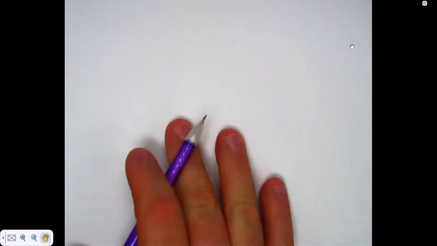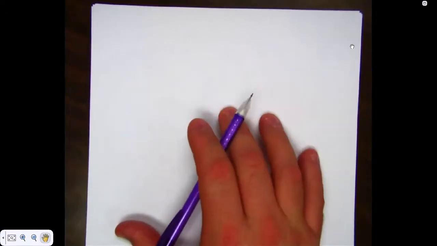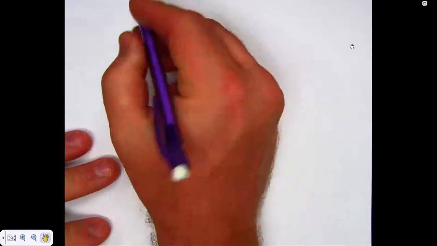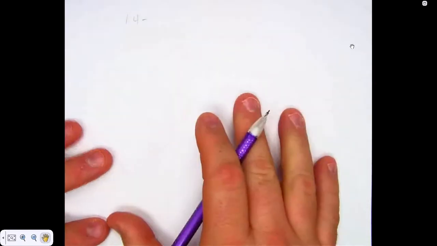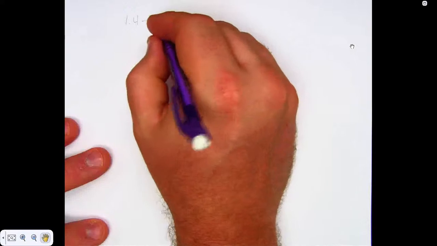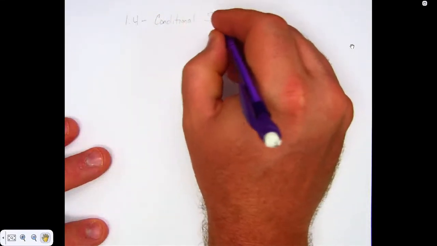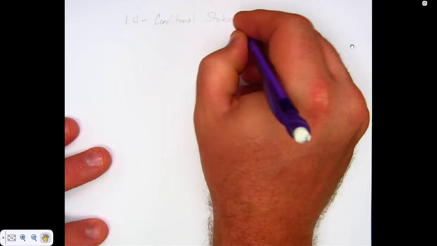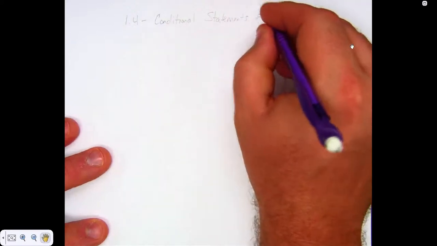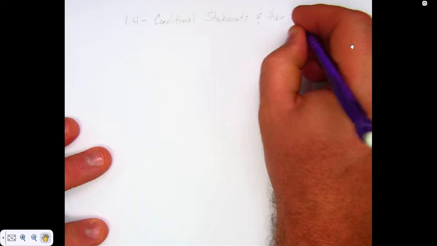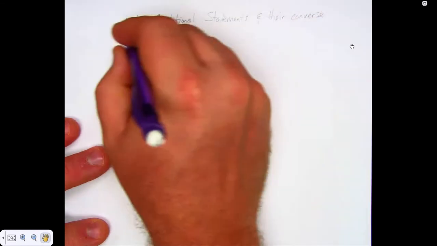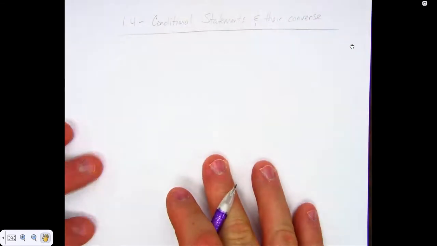All right, we're going to talk about right now section 1.4, conditional statements and their converse. This is one of those, I don't know if weird's the right word, or just something in geometry that kind of, this is mostly logic.